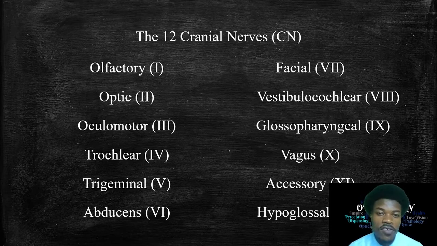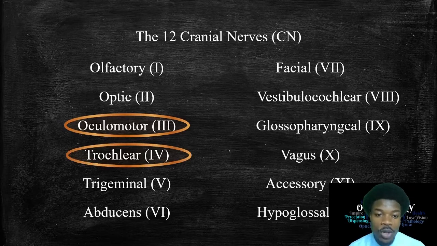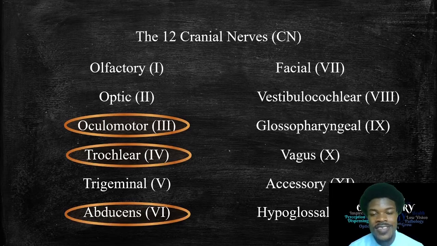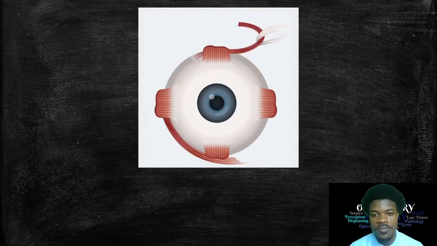The ones that we have to focus on for the innervation of the extraocular muscles are in fact the oculomotor nerve, which is the third cranial nerve, the trochlear nerve, which is the fourth cranial nerve, and the abducens nerve, which is the sixth cranial nerve. So let's look now at which muscles they actually innervate.